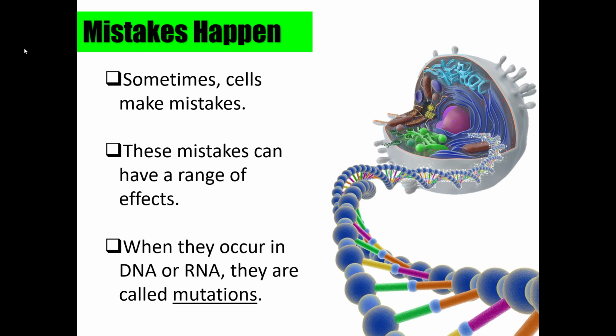Now, we know that cells make mistakes. These mistakes can be simple substitution mistakes where the wrong nucleotide is substituted in a process maybe like protein synthesis. Or it could be a mistake made during DNA replication that affects the process of mitosis. There's different mistakes that can happen. We'll talk about a few in this lesson. And these mistakes can have a range of effects on an organism. Now, when they occur in DNA or RNA, these mistakes are known as mutations.